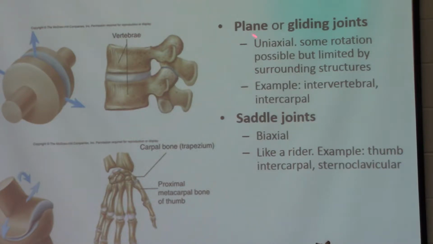So plane or gliding joints, which are the examples of these joints. Plane or gliding joints are uniaxial joints. That means that they can make only one type of movement. They have some rotation. They can move a little bit. For example, this joint here, which is in our vertebral column. So they show some movement, and if the movement is shown, it is only in one direction.